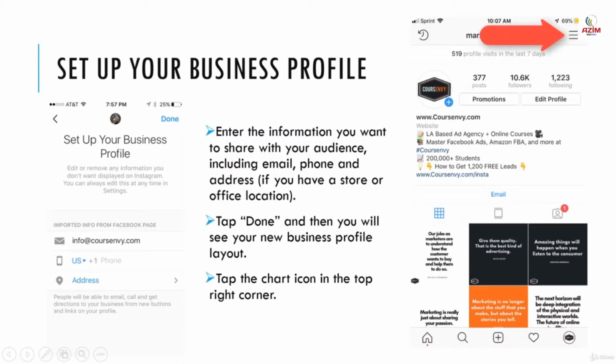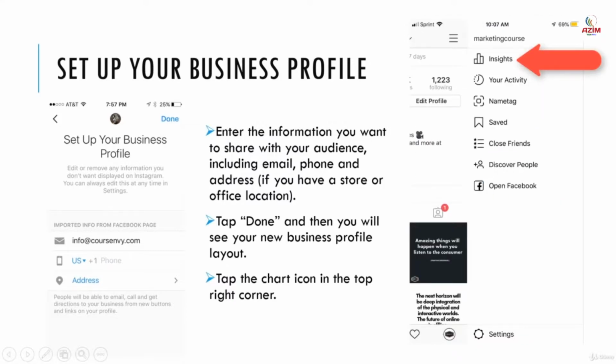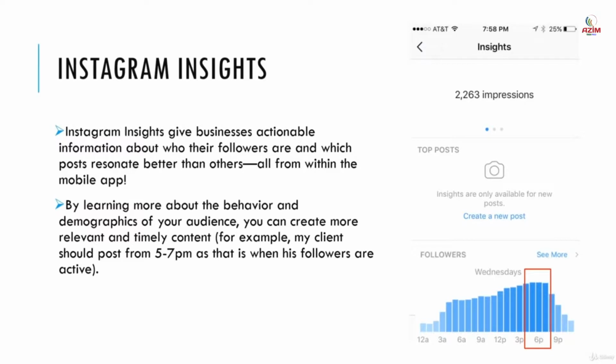There's our contact, and here's a new thing that came up. Click this chart icon in the top right. So these are Instagram insights. These give businesses actionable information about who their followers are and which posts resonate better than others. And you can find all these insights right within the mobile app. So by learning more about the behavior and demographics of your audience, you can create more relevant and timely content.